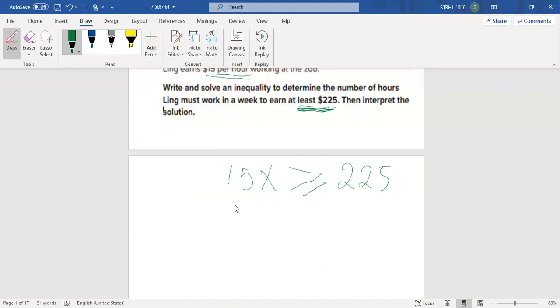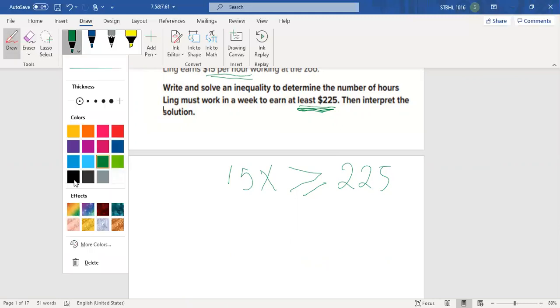Then in this case, first I wrote the inequality. After that, what will I do? As you know, the inequality is like an equation. So whatever you do in the equation, you have to do in the inequality, right? So to solve the inequality, you have to isolate the variable alone. This is the main idea to solve the inequality or to solve an equation. You have to isolate the variable by itself. How? By using the inverse of the operation.